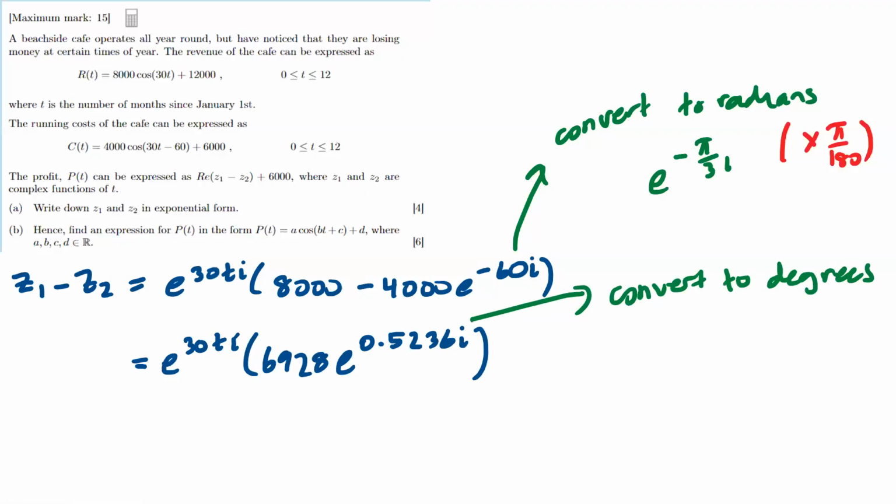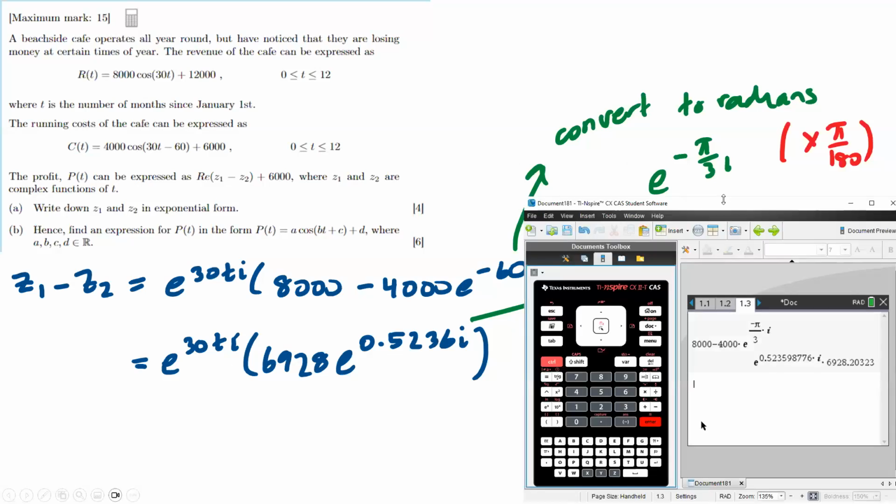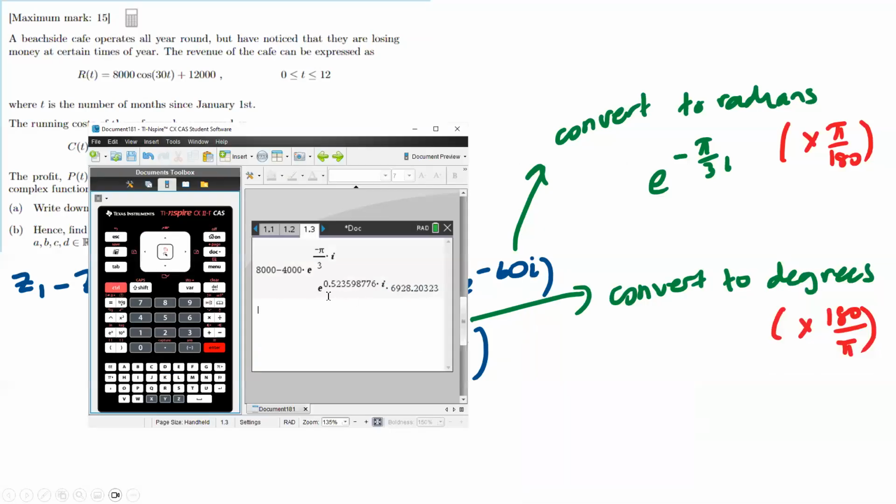So we can't forget to do that. Converting back into degrees is the opposite of converting to radians. We can just multiply by 180 over pi. So I'm going to bring up the calculator again. And just note, we're converting this argument from radians back to degrees.